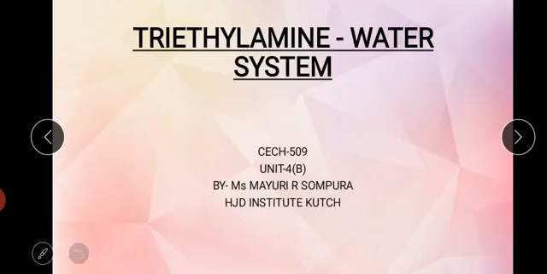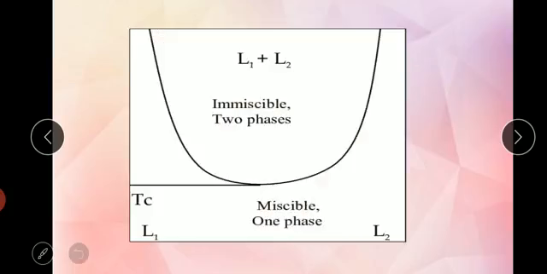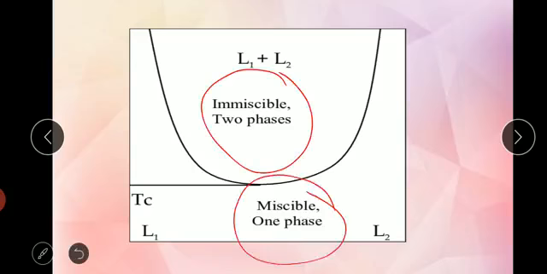Let's move forward with the next system, that is triethylamine and water. Okay, so this is the phase diagram for triethylamine and water. You can see that inside the curve both the phases are immiscible and outside the curve both the phases are miscible.